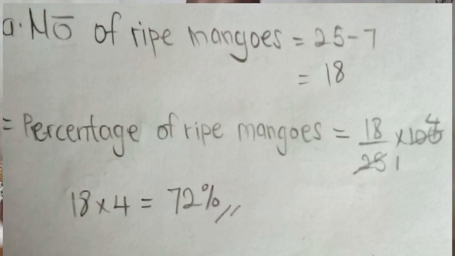So now we look for the percentage of the ripe mangoes. So the ripe mangoes over the total number of mangoes times 100. So 18 over 25 times 100. 25 goes into 100 four times. So 18 times 4 is equal to 72%. So the percentage of ripe mangoes is equal to 72%.